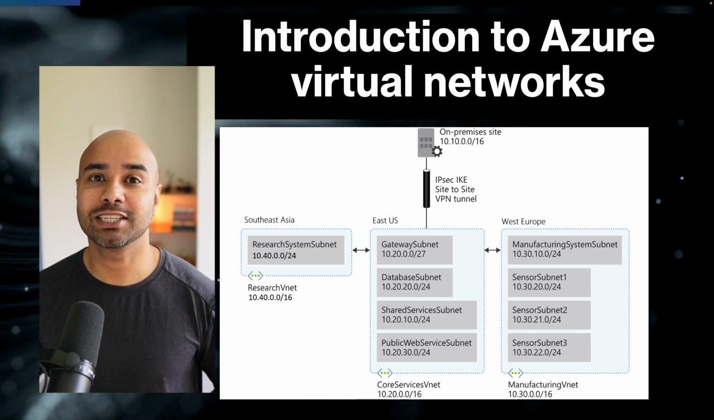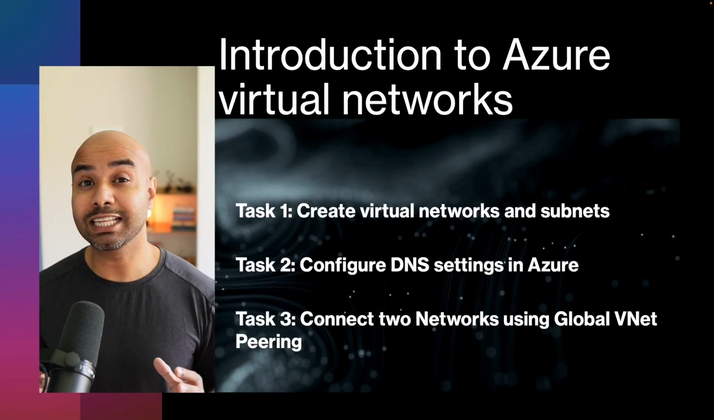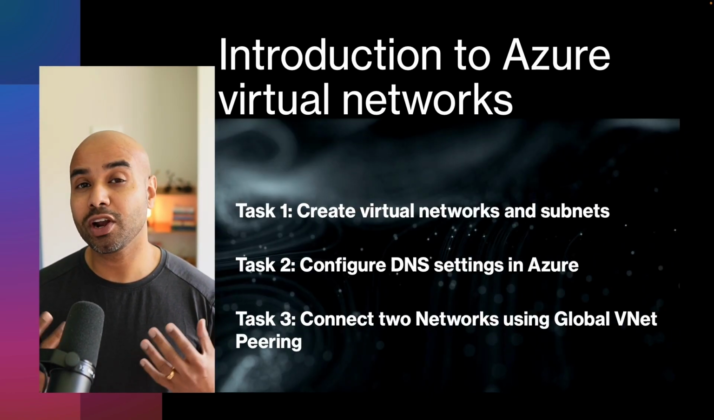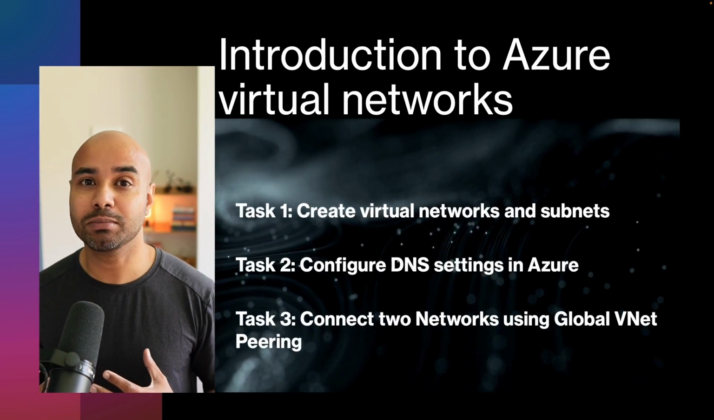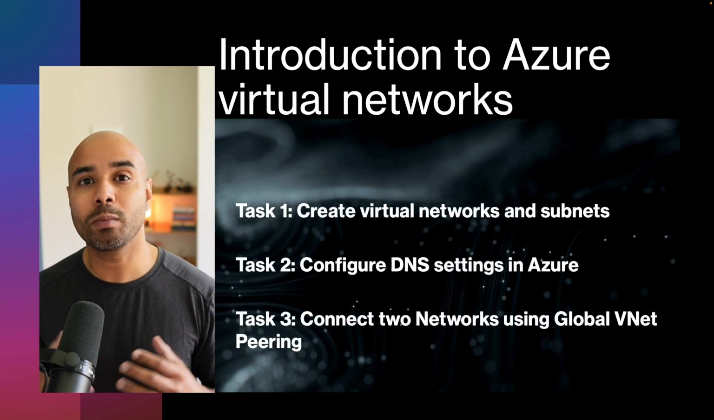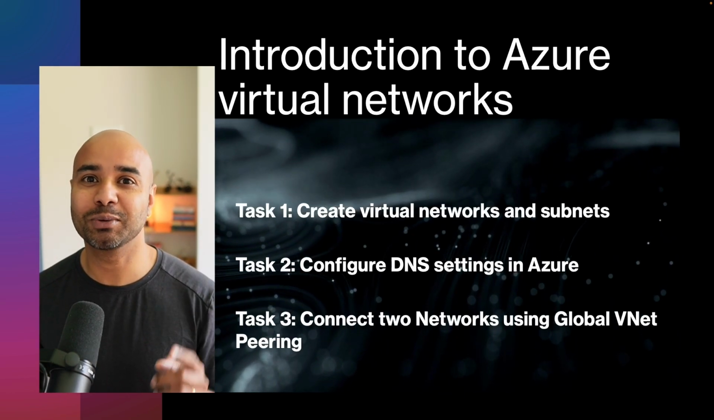So in this lab exercise, I'm going to give you an introduction to Azure networking. Within this lab exercise, we are going to create virtual network and subnets. We're going to create DNS settings in Azure, and we are going to create a couple of virtual machines placed under these virtual networks, and we're going to use global VNet peering to connect these two resources. Let's go and do that.